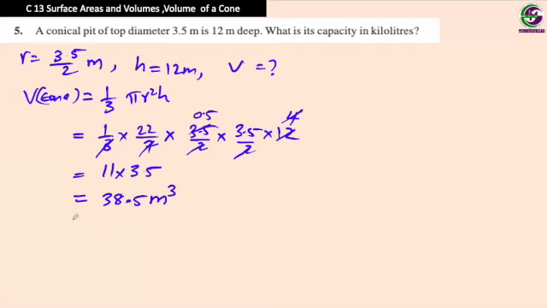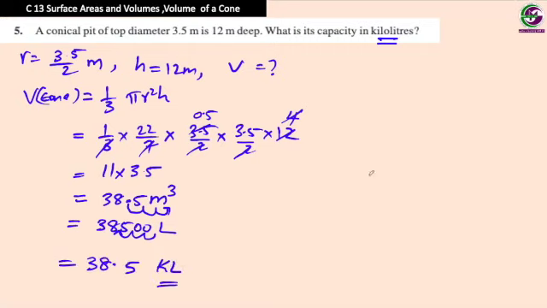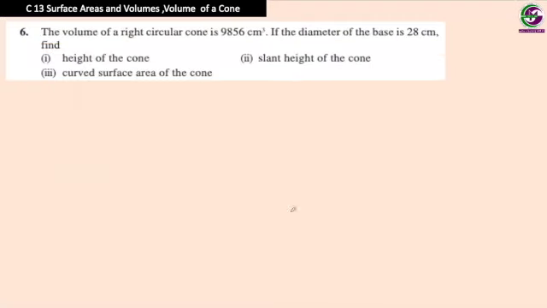Meter cube, when you convert it into liters, it will be times 1000. So move 3 steps forward, so 2 zeros. And when you convert it into kiloliters, again divide by 1000, so it will be the same number. So 38.5 kiloliters. You can have a note of it. The amount of meter cube that you get will be the same in kiloliters. The number with the meter cube and the number with the kiloliter will be the same.